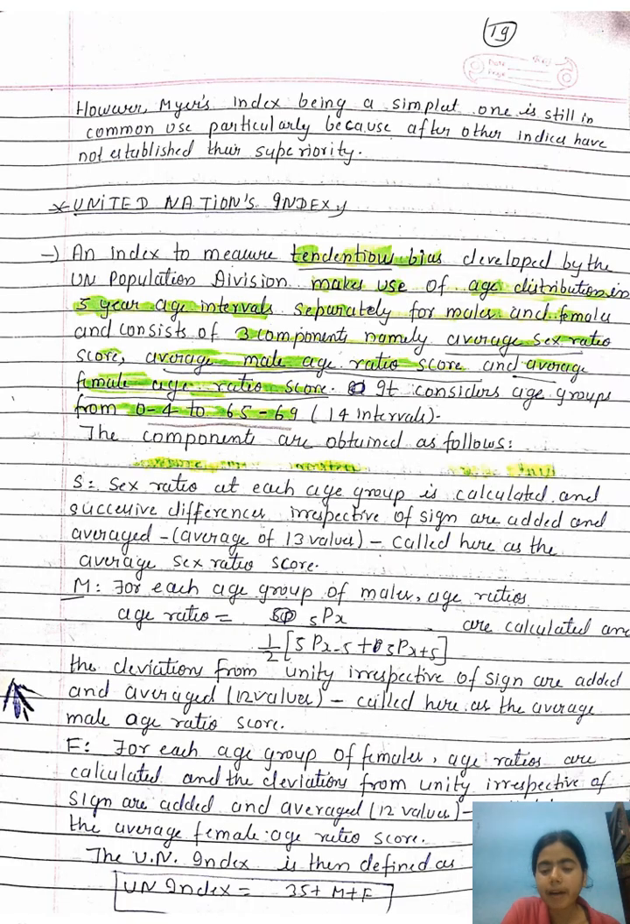Age group 5px by 1 by 2, 5px minus 5 plus 5px plus 5. And this is the formula for calculating UN index: 35 plus male plus female. 3 as plus male plus female.